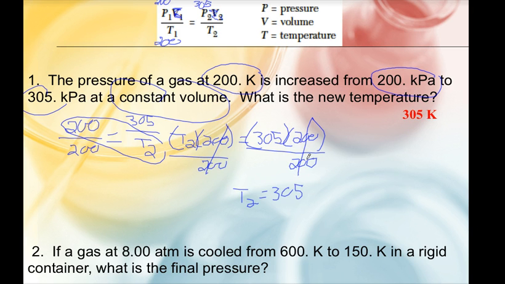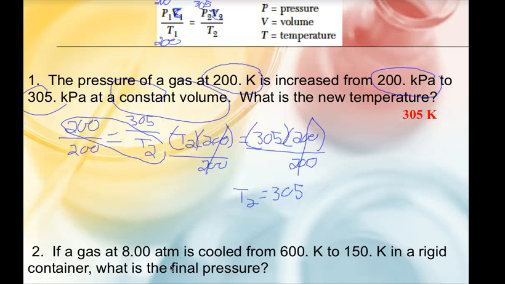So you have to keep in mind, if something is constant, you do not use it as part of your equation. You simply just cross it out. It could be pressure, it could be volume, could be temperature. All right, the next one is, if a gas at 8 atmospheres, this is also a unit of pressure, it's just a different one, is cooled from 600 to 150 K in a rigid container, what is the final pressure? Well, if you notice here, they don't give you volume, so you can assume that volume is constant. So you are going to use basically the same part of the equation that we used before.